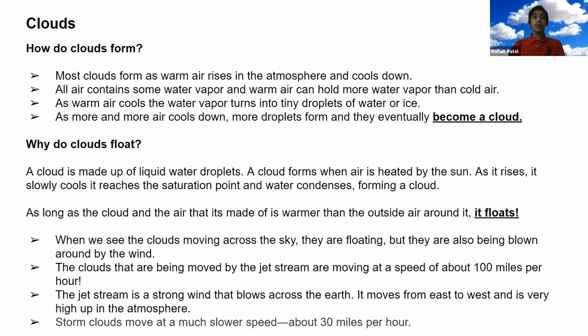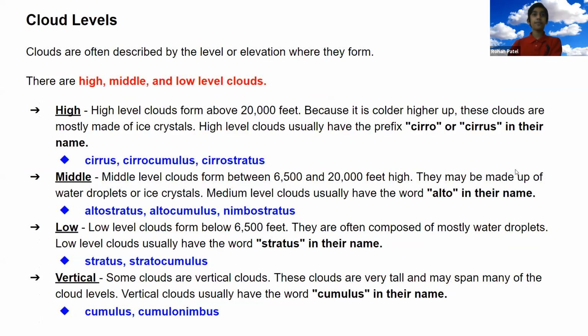It is condensed to form a cloud, and why does it float? As long as the cloud and air is warmer than the outside air, it will float. When we see the clouds moving across the sky, they are floating, but they're also being blown by the wind. The clouds that are being moved by the jet stream are moving at 100 miles per hour. The jet stream is a strong wind that blows across the earth. It moves from east to west and is very high up in the atmosphere. Storm clouds move at a much slower speed because they are very heavy, about 30 miles per hour.